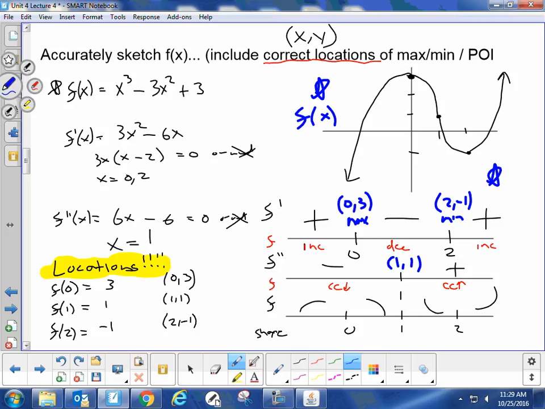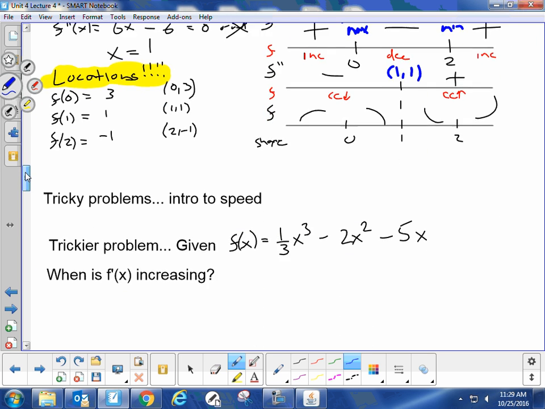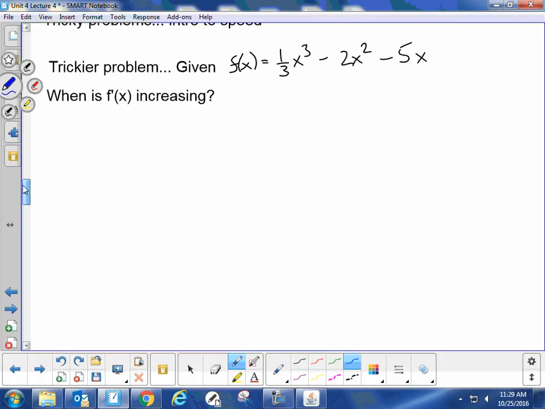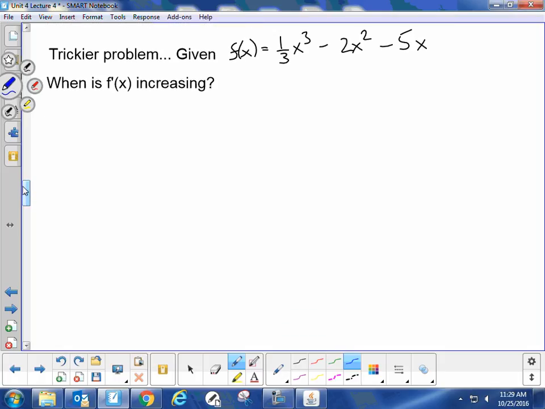Okay, any questions about that? Okay, let's talk about increasing and decreasing in terms of straight line motion, and to introduce the kind of straight line motion problems we're going to be dealing with. Let's start by tackling this problem. I'm giving you a function, 1/3 x cubed minus 2x squared minus 5x, and I'm asking you, when is f prime increasing? Go ahead. You should all be able to do this, and once we do this, we'll go from there.